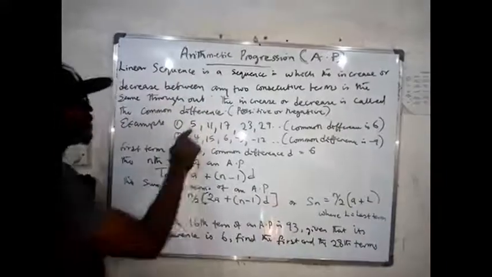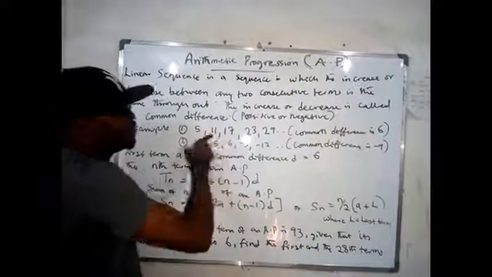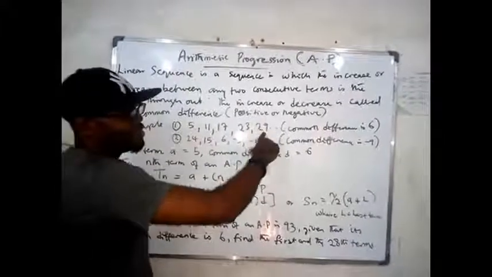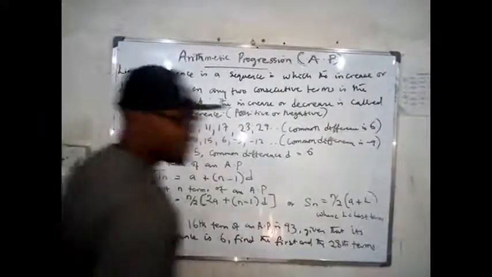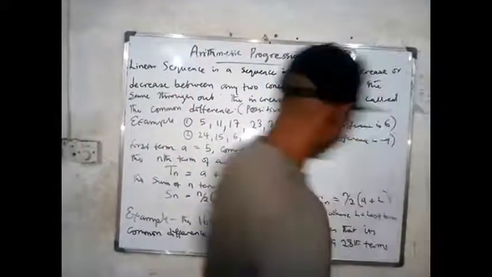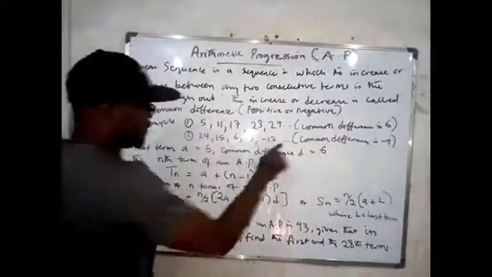Can you see that? 5 plus 6, 11. 11 plus 6, 17. 17 plus 6, 23. 23 plus 6, 29. Common difference. We are going to see that this differs from what we have when we're learning GP. Is that clear? What's the common difference for this sequence?